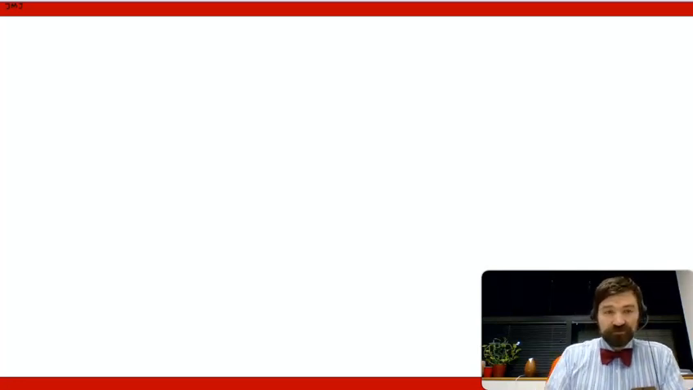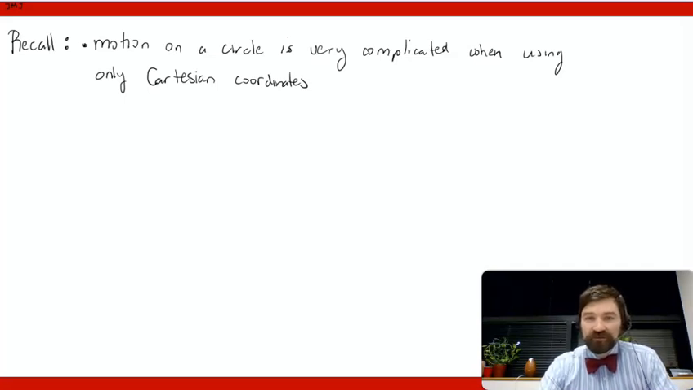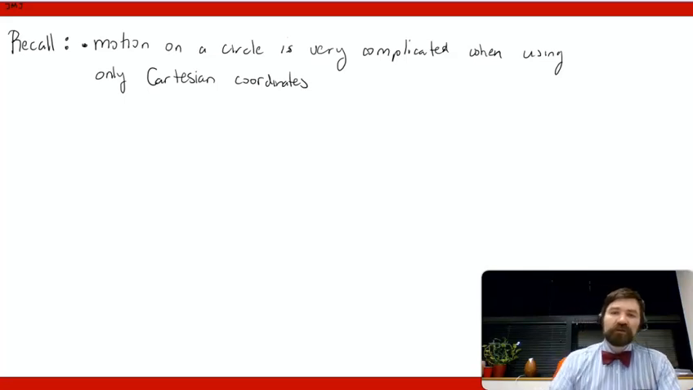So I don't really have much of a note to write for our little recall part of this one, but recall that the motion on a circle is quite complicated, or apparently quite complicated, when using only Cartesian coordinates, especially for an algebra-based class. Turns out that even that is maybe a little much, that if the motion is actually uniform, or at least if the object is not speeding up and slowing down, then the x and the y will both have oscillatory motion, which is something that we'll explore in a future video.